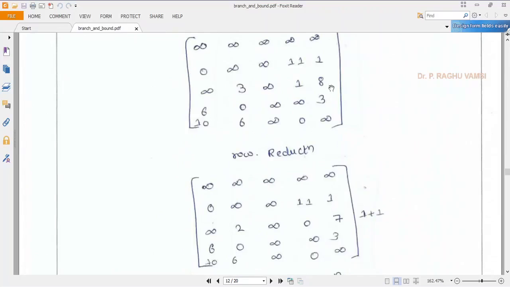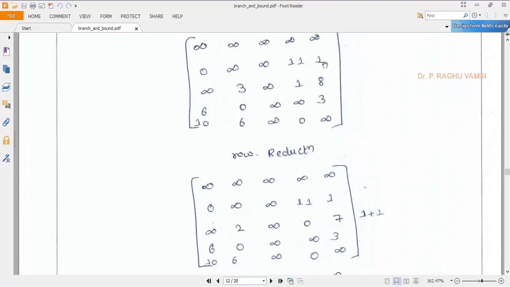Now on this matrix, identify the minimum element from each row and reduce it from the remaining other elements in that row. So in the first row, anyhow, infinity elements are there, so we cannot reduce anything.